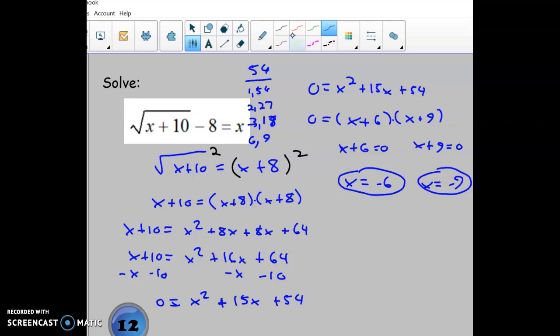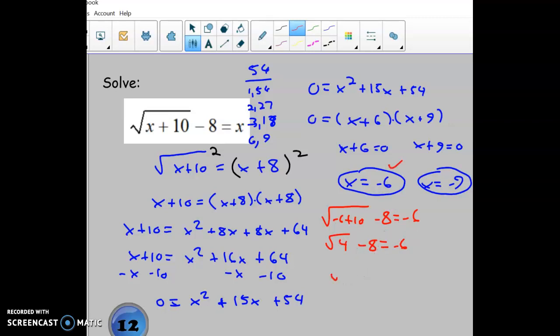It wasn't the focus of this too much, but I think at least one of these would be extraneous if I had to guess. So we could just check here. If we try negative 6, we'd have negative 6 plus 10 minus 8. Does that equal negative 6? And so we'd end up having, let's see, root 4 minus 8. And that does work. So that one's good, right? Because we have 2 minus 8.